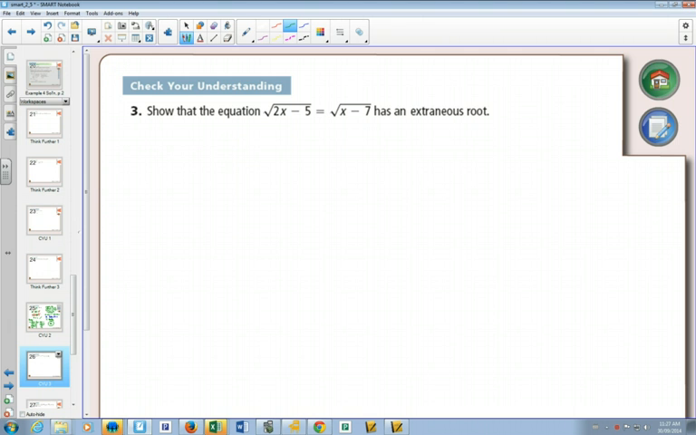In this case, what's going to be nice here is when we square both sides, can you see that both radicals will go away? Because they're both kind of isolated on their own. So as far as the first step is, this radical is isolated. So if I square it, and I square the other side, I will just get 2x minus 5 is equal to x minus 7.